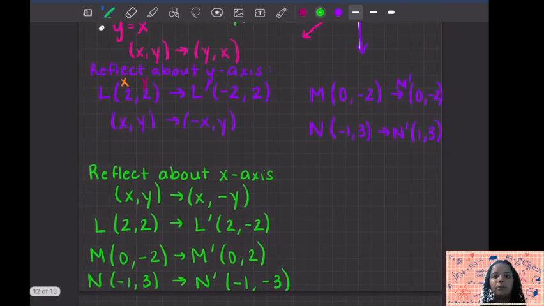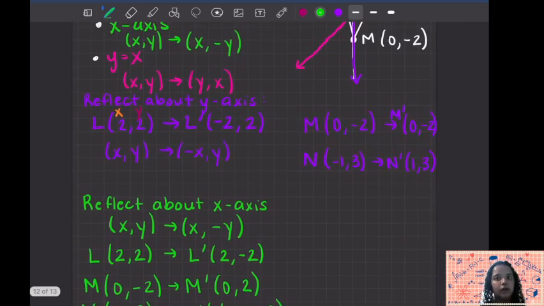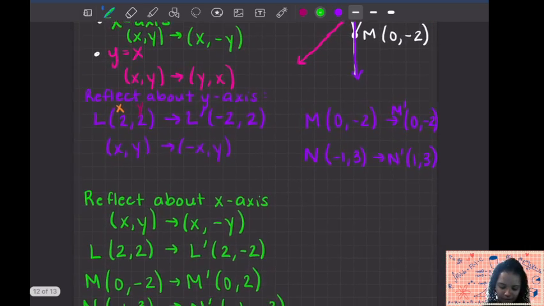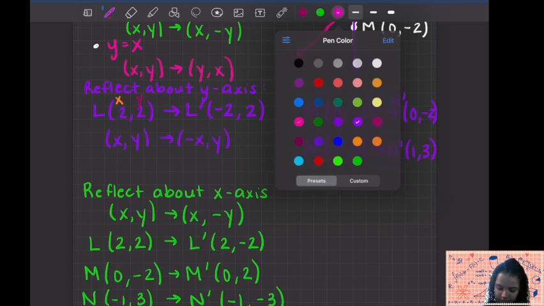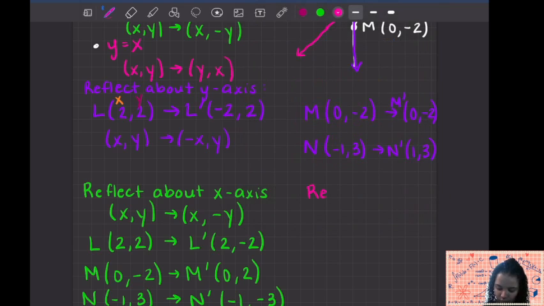So if you want to go ahead and practice this, I would pause the video here and you try to reflect it about the line y = x. So go ahead and try to reflect about y = x using the function rule that I gave you. And once you're ready, just go ahead and click play and check your answers with me so you can see how you did.